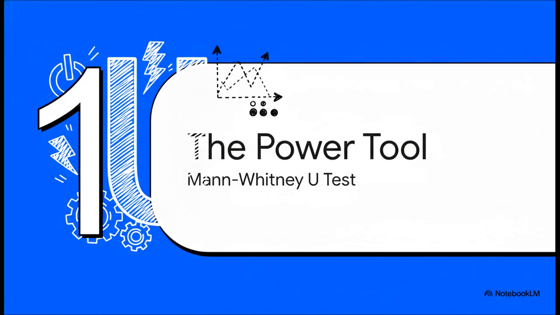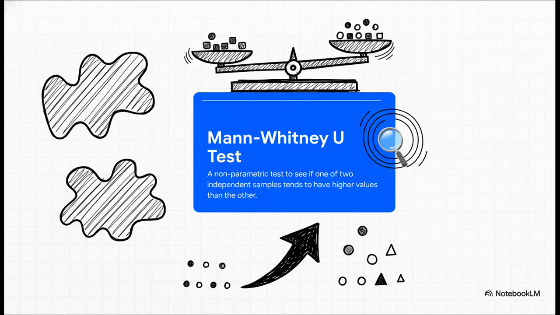The non-parametric power tool. So what exactly is the Mann-Whitney U-test? So here's the formal definition. It's a non-parametric test, and that phrase, non-parametric, that's the magic word. That's its superpower. It means the test doesn't demand your data fit into a neat little box. It couldn't care less if your data is skewed or lopsided. Its whole purpose is to look at two independent groups and ask a simple, powerful question. Does one of these groups tend to have bigger values than the other?